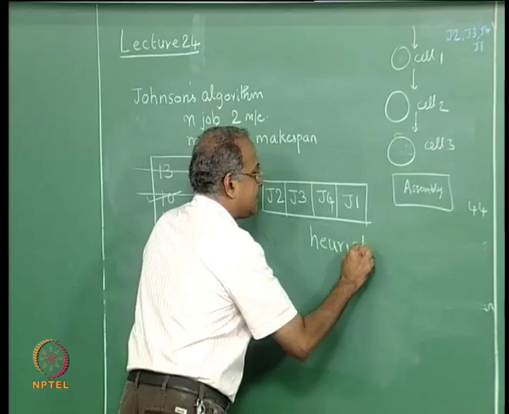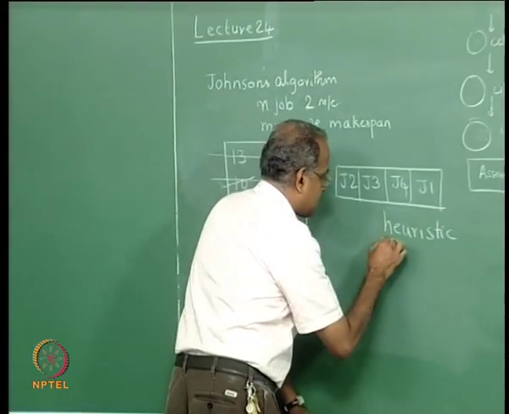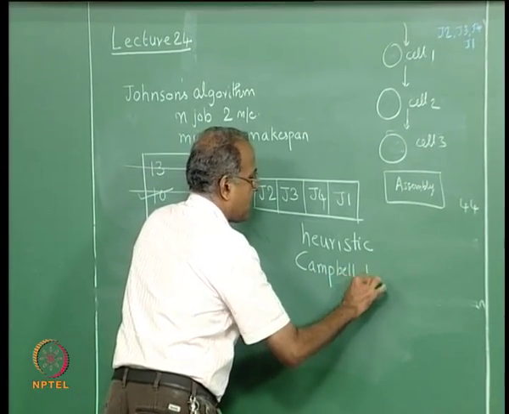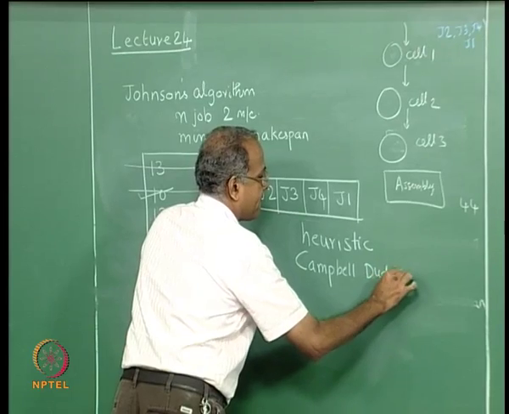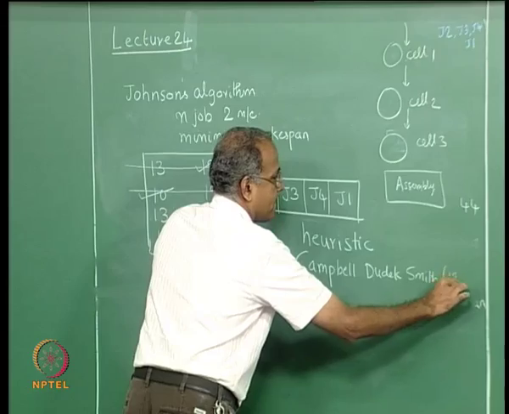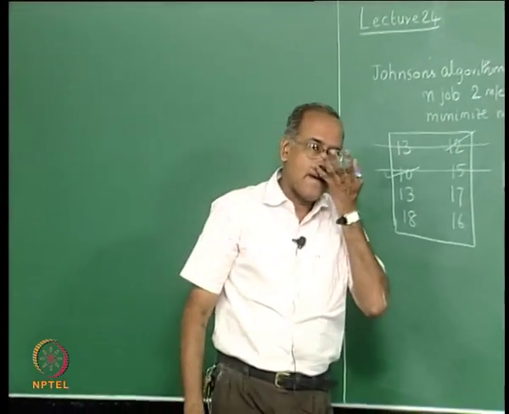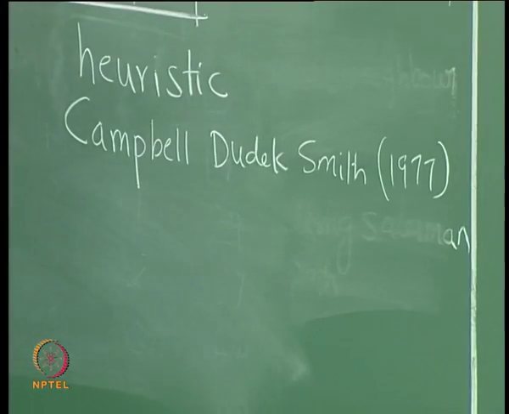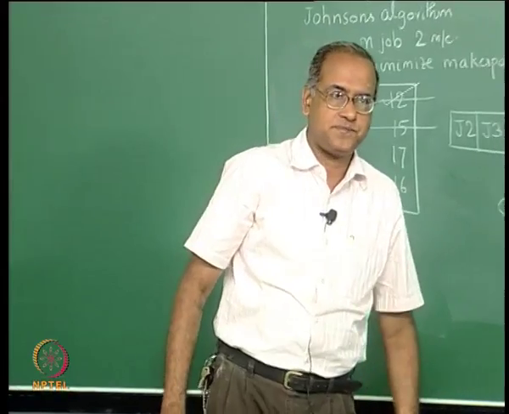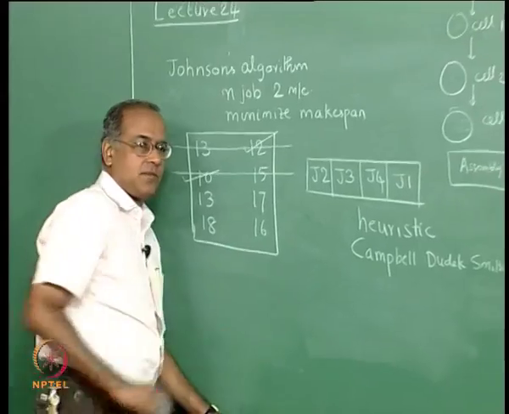Now this algorithm that we have seen is a heuristic algorithm. This does not guarantee the best or optimum solution all the time, and this is called the Campbell, Dudek and Smith heuristic. It is a very popular heuristic to solve Makespan minimization problems on flow shops considering more than 2 machines. If there are 3 machines, we end up solving 2 Johnson problems.